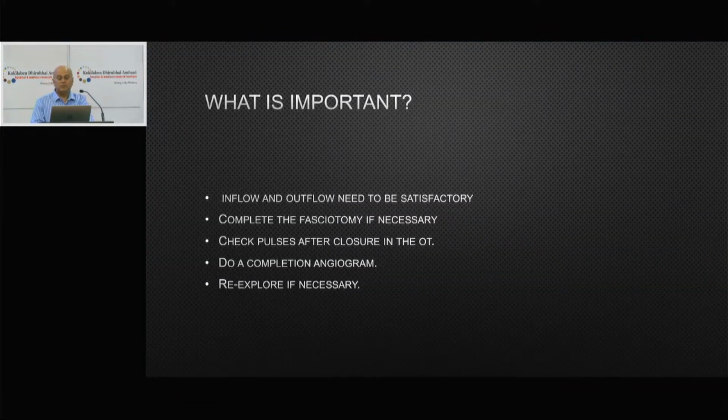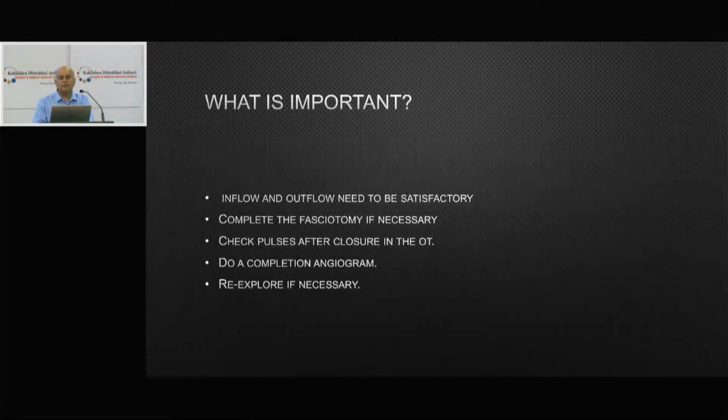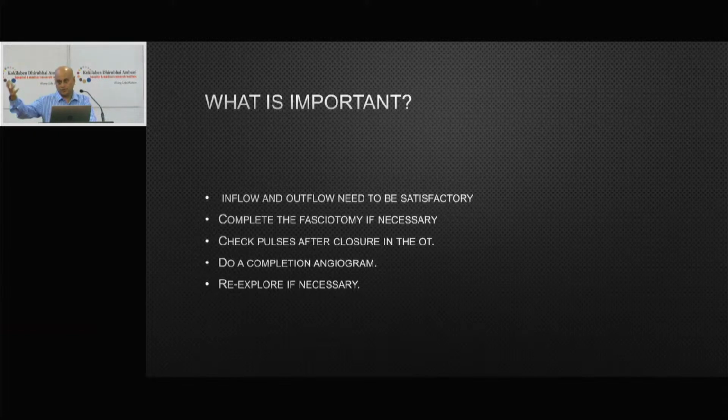What is important now, the principle is that once you are doing the embolectomy, the inflow and the outflow need to be satisfactory. So you have to establish that there is a good inflow, which comes only from experience, and the outflow and the back bleed from the artery, you have to assess that. If you do not get inflow, that means something proximal is still happening. Like Dr. Pai was talking about, there may be a dissection or something, which if you have not done a CT, you wouldn't know. But you need to think about whether you need to go somewhere else proximally for getting a good inflow. Complete the fasciotomy if necessary.